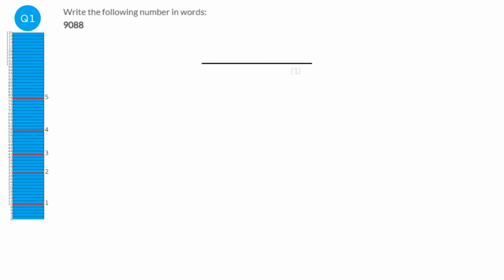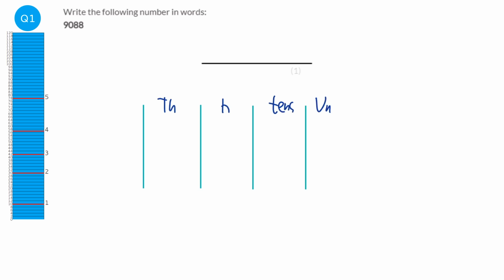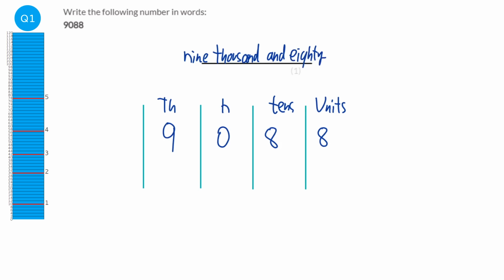If we put this in a place value grid, we've got thousands, hundreds, tens, and units. We've got 9, 0, 8, 8. So it's 9,000, because it's 9 lots of thousands, and 8 tens, so it would be 80. And we've got 8 units, so 8.